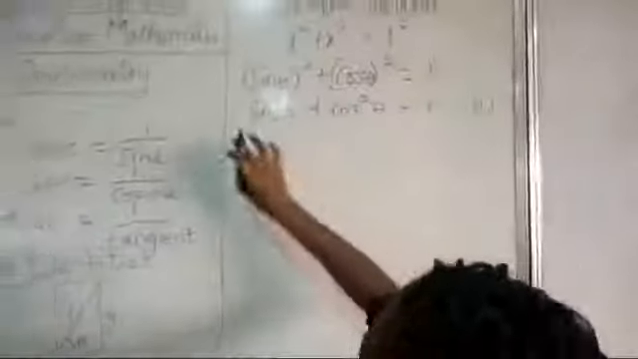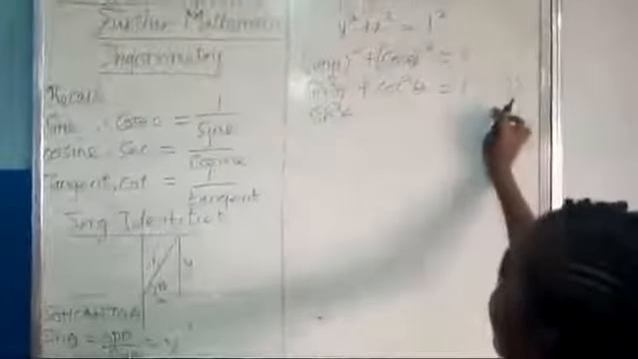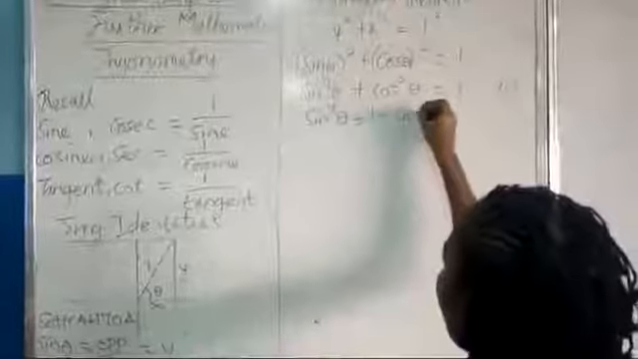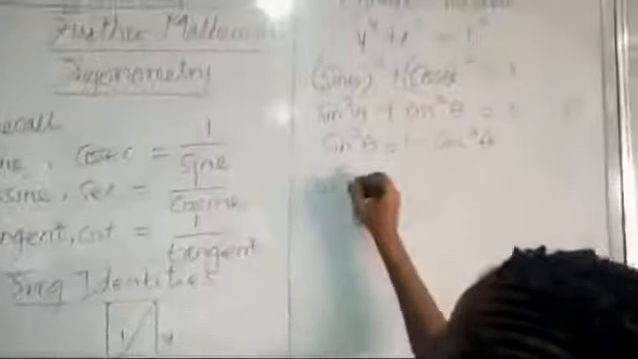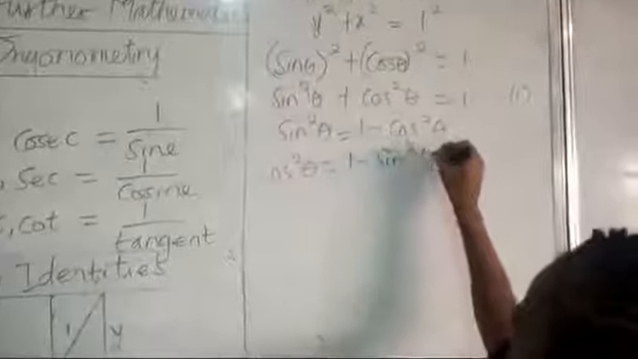Now if you choose to make sine squared theta the subject of the formula, that means you are taking cos squared theta to the right hand side. There is 1. So this will become 1 minus cos squared theta. Again, if you choose to make cos squared theta the subject, it means you are taking sine squared theta to this side. That will be 1 minus sine squared theta.